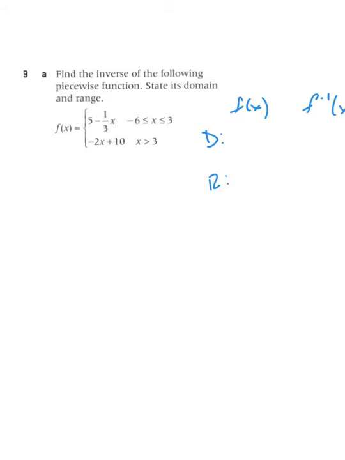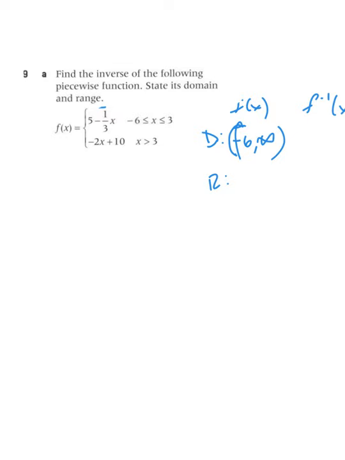Okay, so in this problem here, we're looking for the domain and the range of the inverse. So in order to do it, I'm going to look at the domain and the range of the original function. And so when I consider, I know the domain of the original function goes from -6 all the way to positive infinity. I'm going to write it in this kind of notation. It's actually -6 to positive infinity.